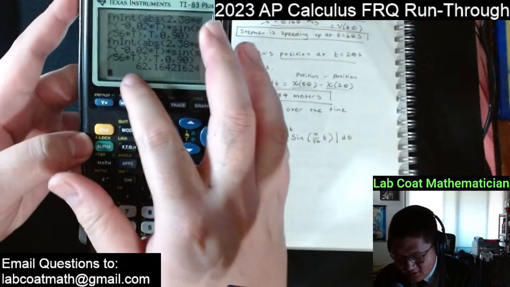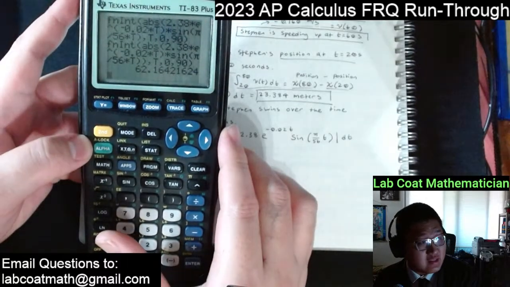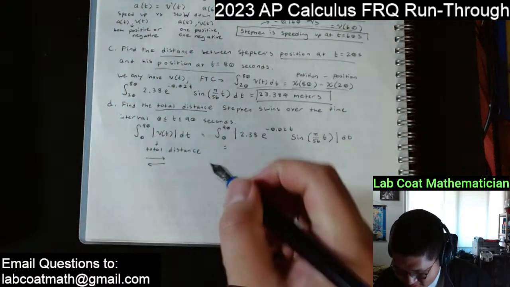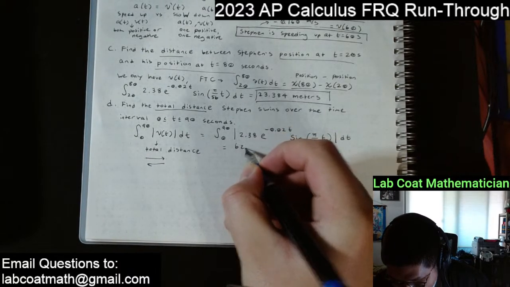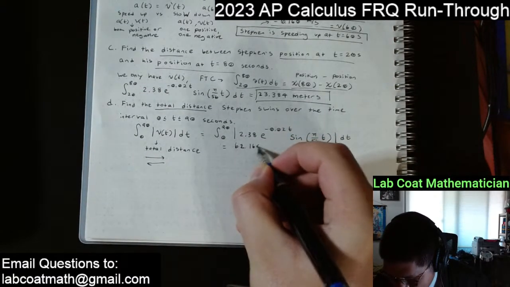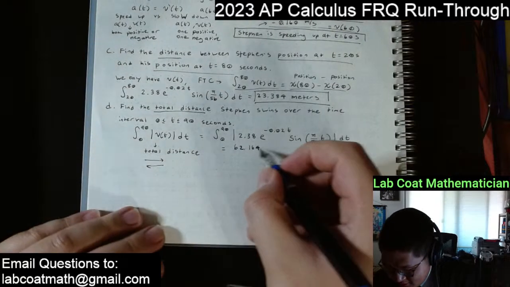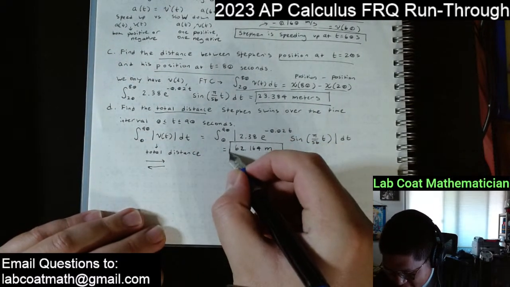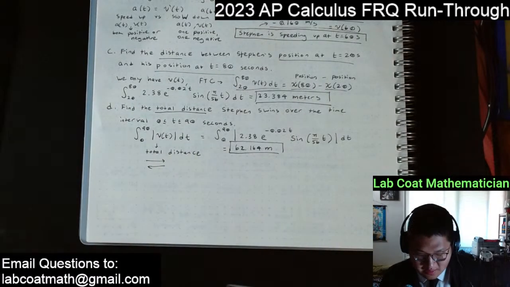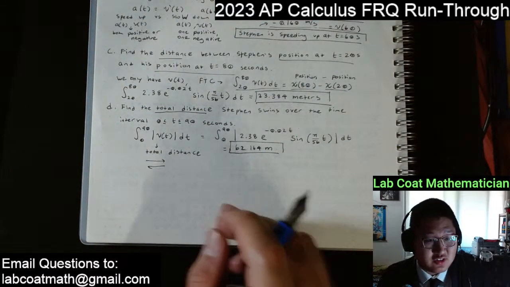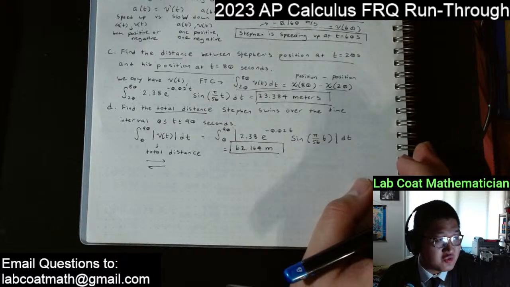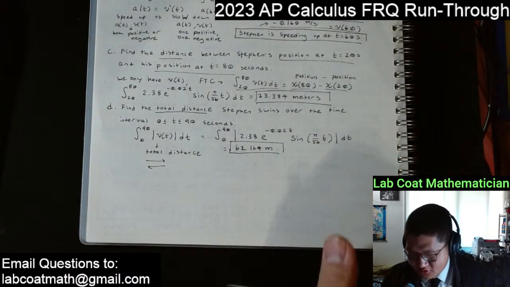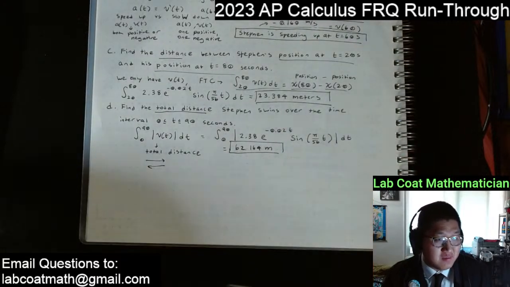So 62.164 will be the actual amount that Stephen swam in total here. Now the calculator gave us 62.164. If it's total distance, that's still measured in meters. And that's how much he swam in total. Again, this is just a simple recollection of the actual total amount that he swam. And with that, we should be good to be completed on problem number 2.